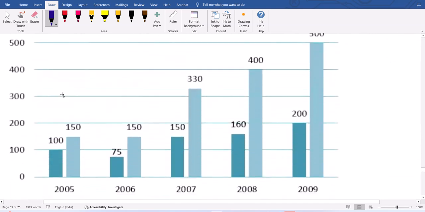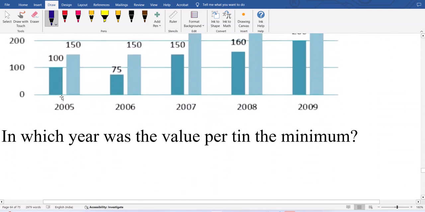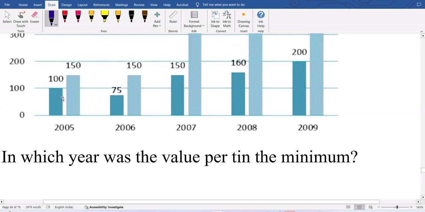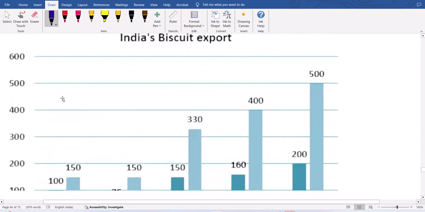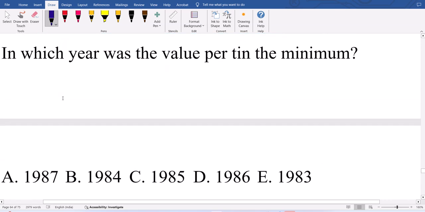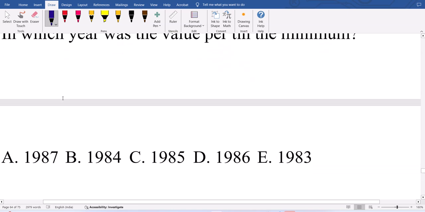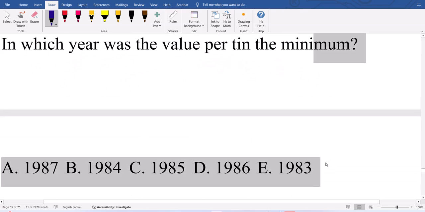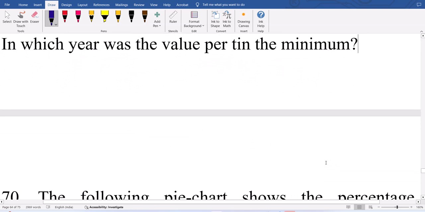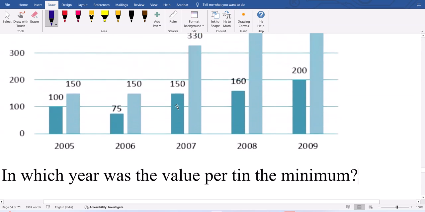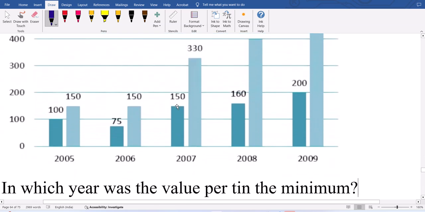Now related to bar graph, the question is very simple. In which year is the value per tin the minimum? Value per tin minimum, which year? The options are different, the diagram is different, you ignore options. Tin per volume, which is tin? Yeah, this is 100 and 150. In which year, value per tin?